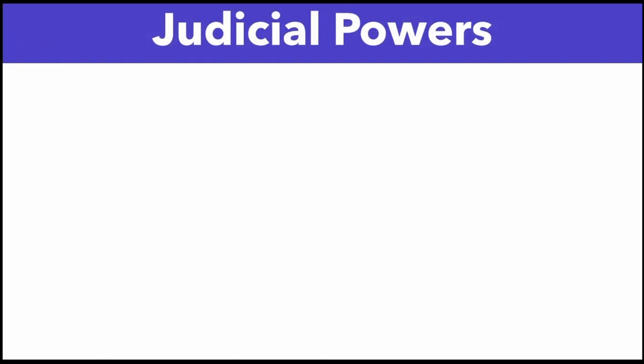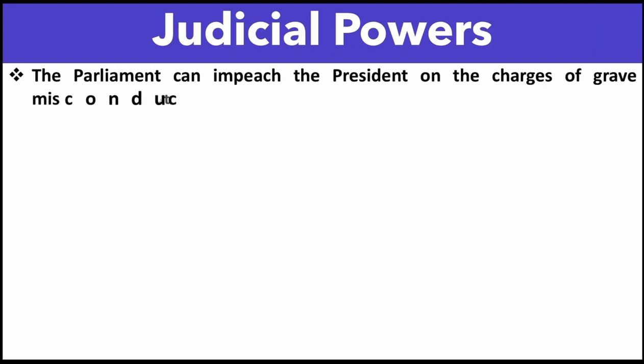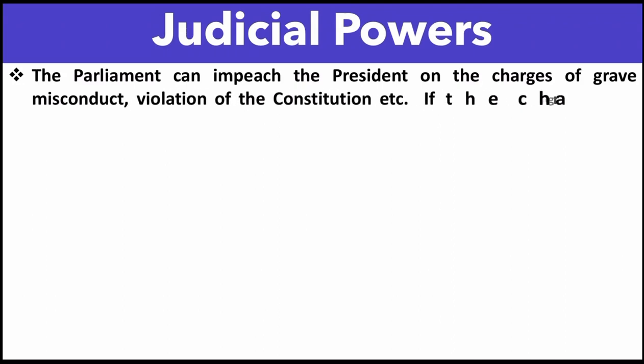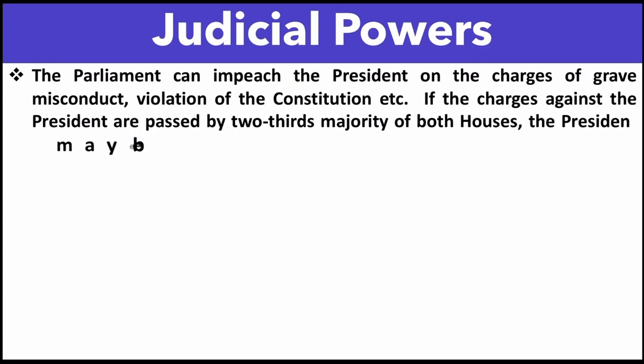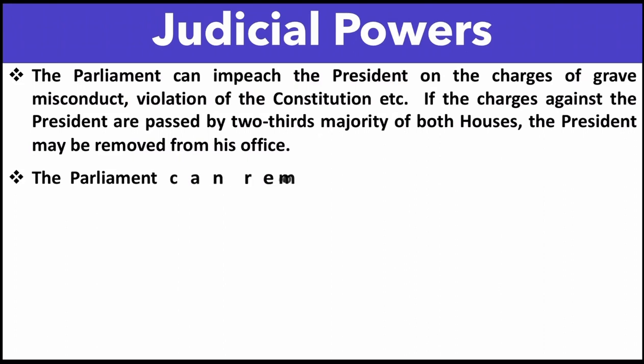Now let's understand some judicial powers of the Union Parliament. Number 1. The Parliament can impeach the President on the charges of grave misconduct or violation of the Constitution, etc. If the charges against the President are passed by a two-thirds majority of both the Houses, the President may be removed from his office.